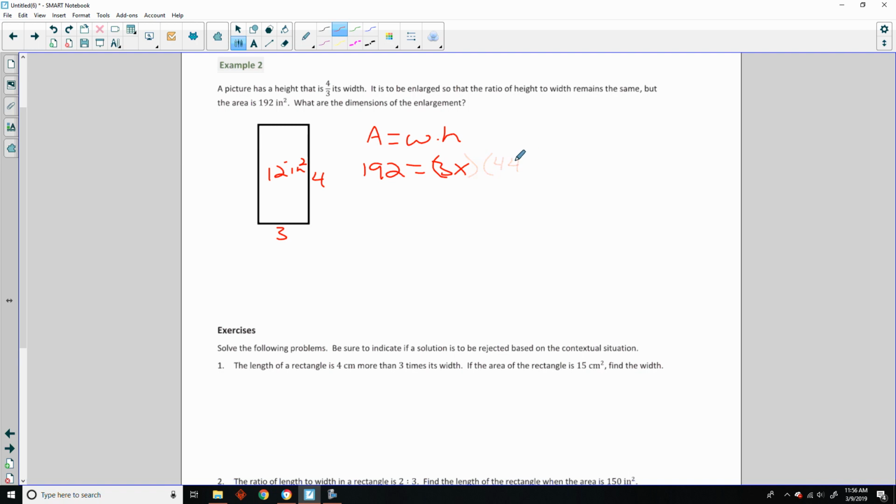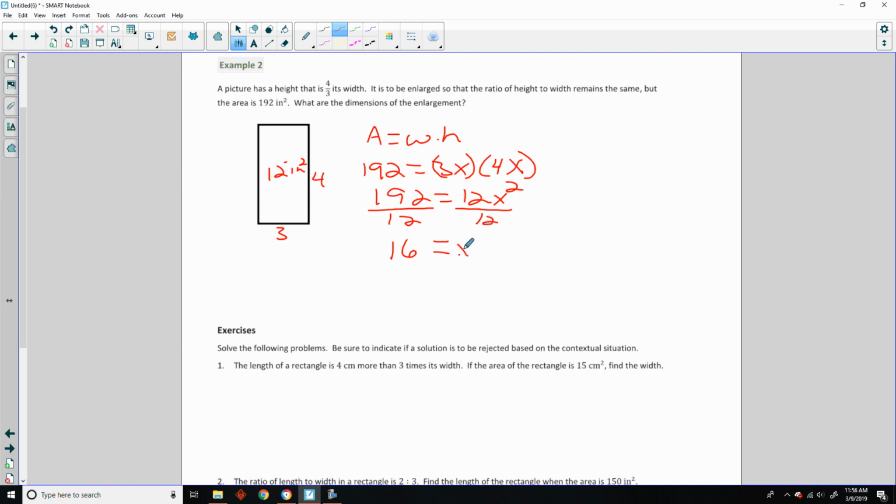So I write 4x. Try that again. 4x. All right, so 192 equals 3 times 4, which is 12. X times x is x squared. We want to solve for this unknown variable. So I divide both sides by 12. And 12 goes into 19 once with a remainder of 7. And 12 will go into 72 6 times. So 192 divided by 12 is 16.